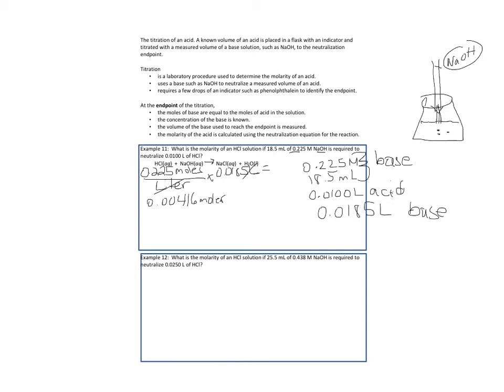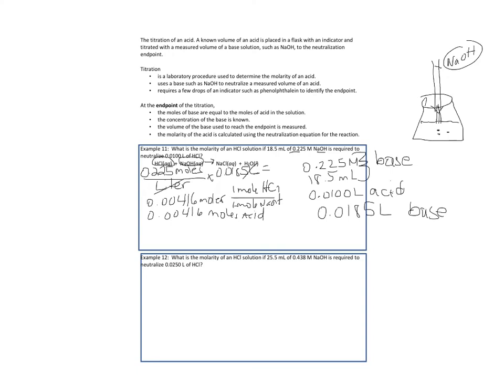Now, according to our balanced chemical equation, for every mole of base, we need 1 mole of acid. For every mole of base, we need 1 mole of acid. That's our mole-mole ratio. So, for every 1 mole NaOH, we need 1 mole HCl. Since this is a 1-to-1 relationship, that means we have 0.00416 moles of our acid.